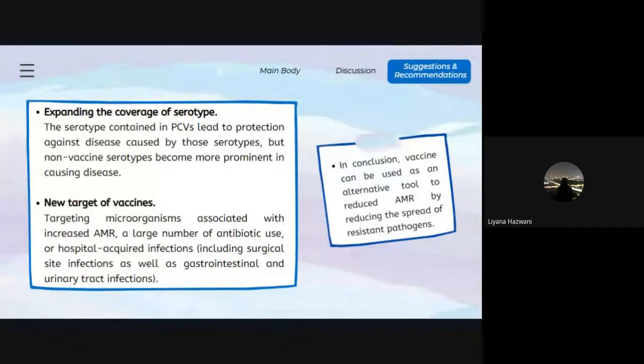Next suggestion is new target of vaccines. It should target microorganisms associated with increased AMR, a large number of antibiotic use, or hospital-acquired infections, including surgical site infections, as well as gastrointestinal and urinary tract infections. In conclusion, vaccine can be used as an alternative tool to reduce AMR by reducing the spread of resistant pathogens.